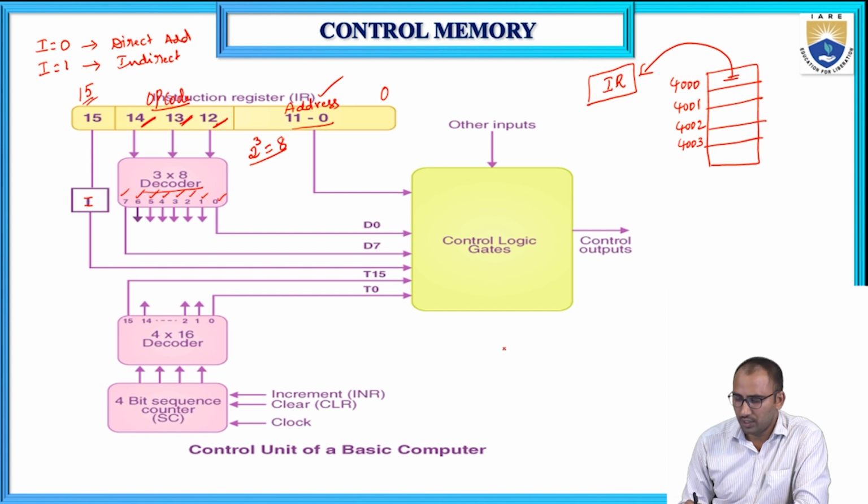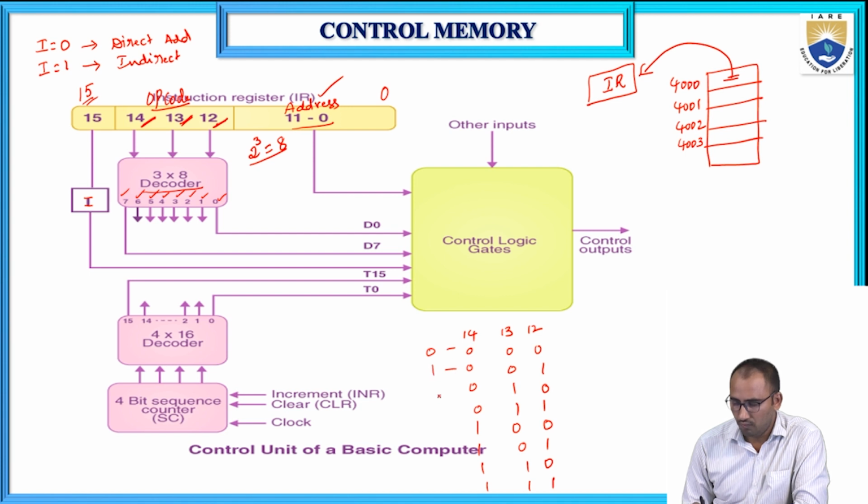The input combinations are, suppose you have 12, 13, 14 as the inputs. In total 3 are there, so 2 power 3, 8 combinations. So 0, 0, 0 is the first one. Then 0, 0, 1; 0, 1, 0; 0, 1, 1; 1, 0, 0; 1, 0, 1; 1, 1, 0; 1, 1, 1. So in total 8, counting from 0: 0, 1, 2, 3, 4, 5, 6, 7.